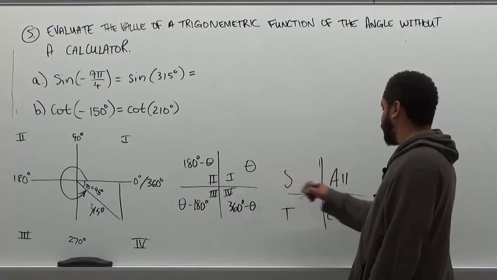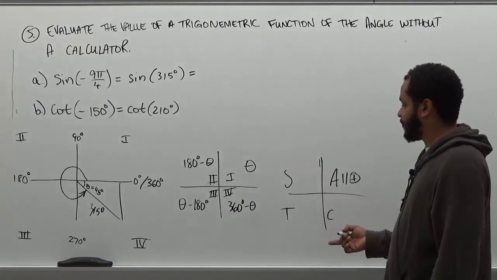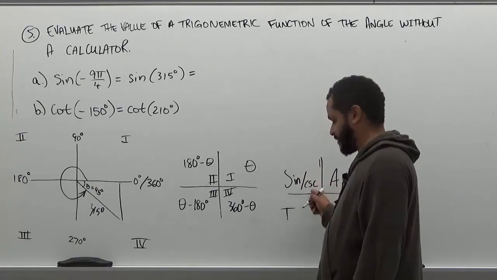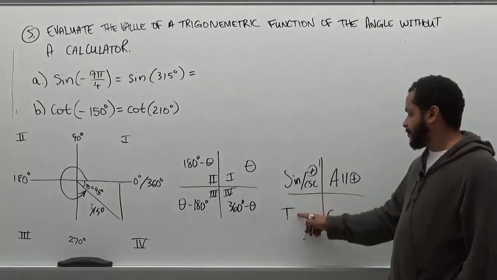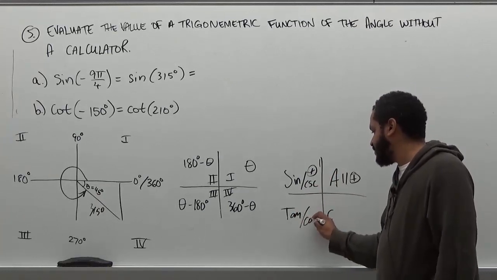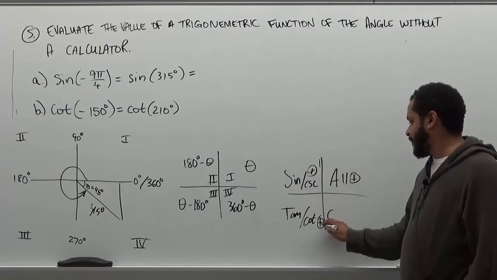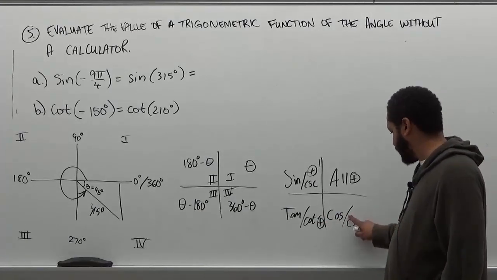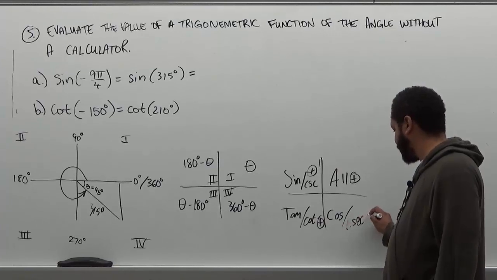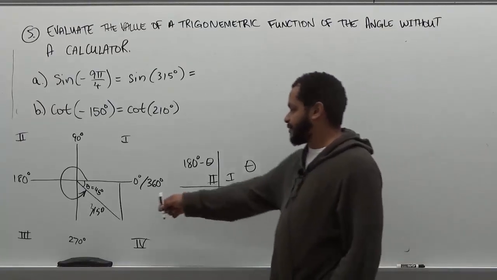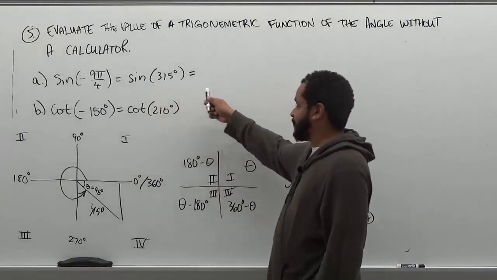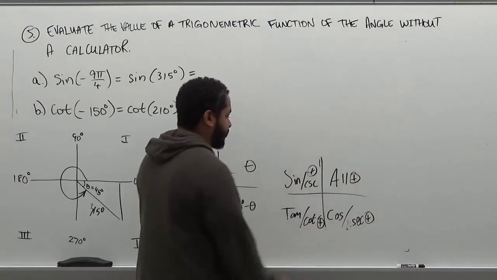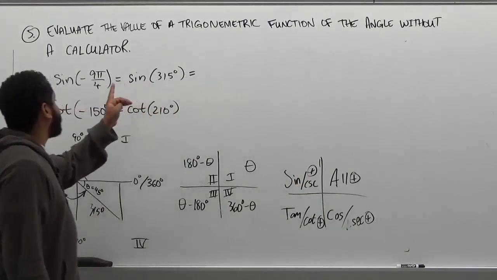In the first quadrant, all values are positive for any trigonometric function. For the second quadrant, only sine and cosecant, its inverse, are positive. In the third quadrant, only tangent and cotangent are positive. In the fourth quadrant, only cosine and its inverse, secant, are positive. So we're in quadrant 4 for sine of 315. Our reference angle we have to calculate using this.